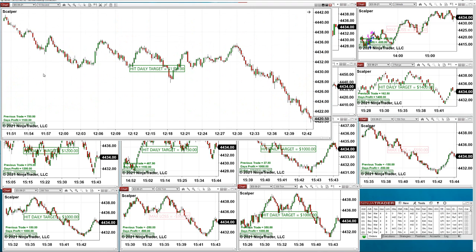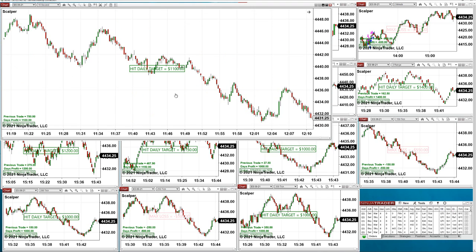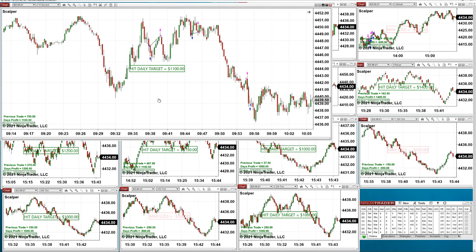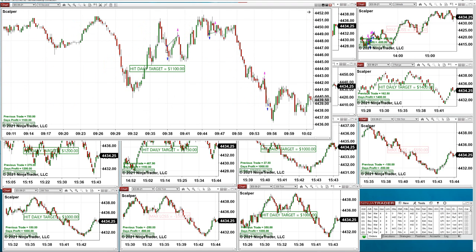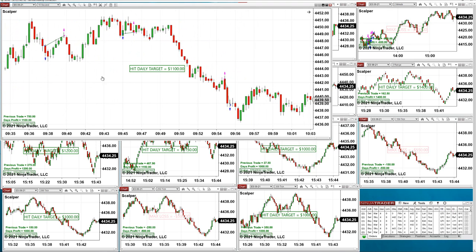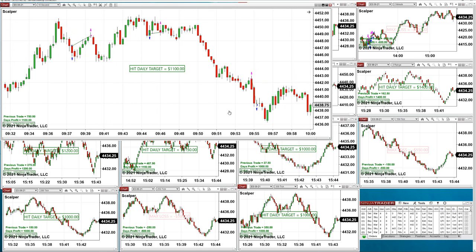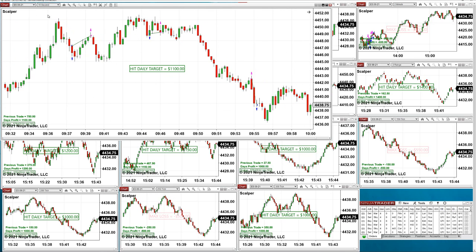It's $500 losses, $1,000 daily profit. And let's see. And yes, we started around 9 o'clock. If you notice on the scalping, there is a small trade, and this is a very sensitive chart.